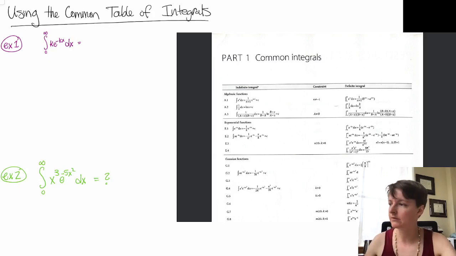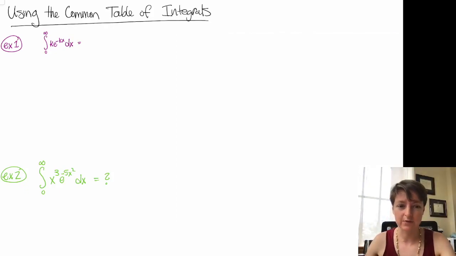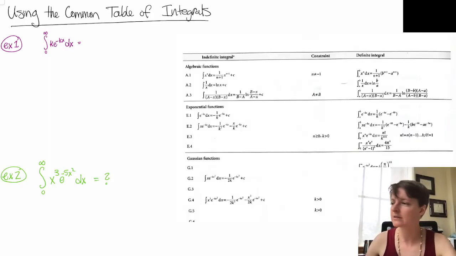When you're using this table of common integrals, you'll notice that there's a section of the table that's devoted to indefinite integrals when you don't have specific integration bounds, and then a section of the table that's devoted to definite integrals when you do know the integration bounds. We have integration bounds in this problem, so we're going to be using the right-hand side of the table.